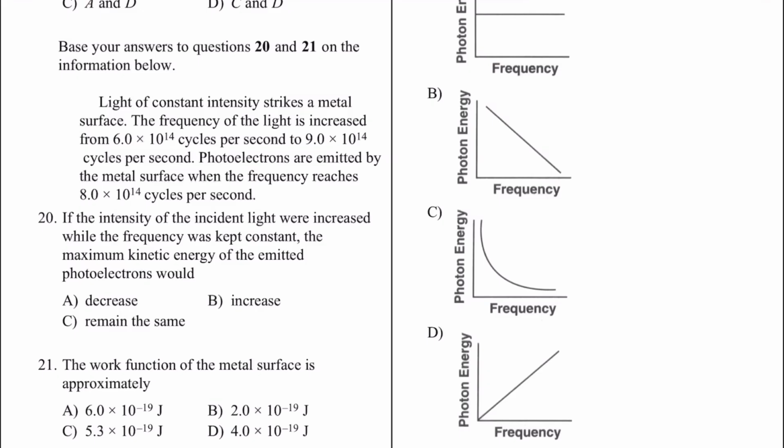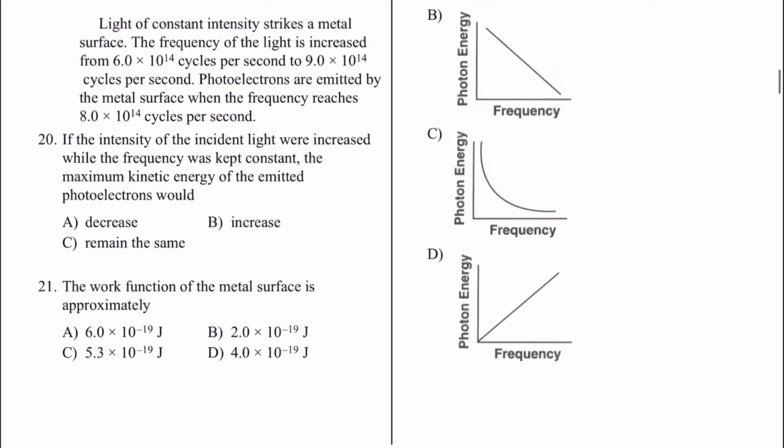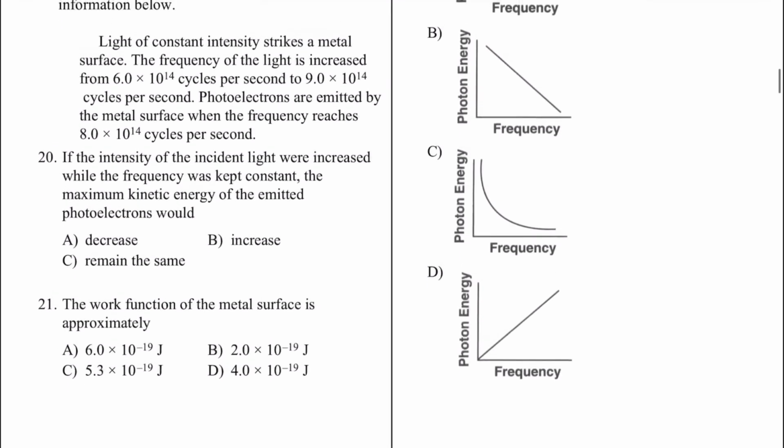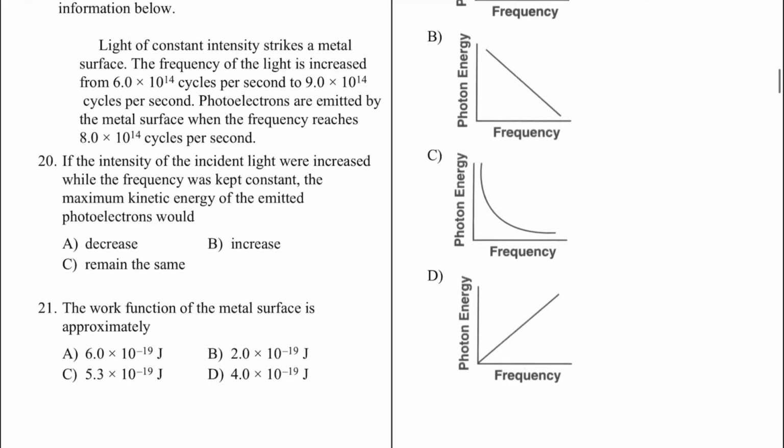Base your answers to questions 20 and 21 on the info below. Light of constant intensity strikes a metal surface. The frequency of the light is increased from 6 times 10 to the 14th cycles per second to 9 times 10 to the 14th cycles per second. Photoelectrons are emitted by the metal surface when the frequency reaches 8 times 10 to the 14th cycles per second. If the intensity of the incident light were increased while the frequency was kept constant, the maximum kinetic energy of the emitted photoelectrons would what?